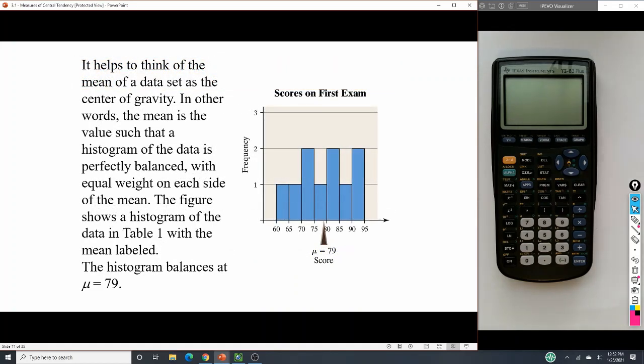Now, in the grand scheme, what does that mean when we're looking at a histogram? We can see here the mean is going to be in the middle, kind of the center of gravity when we think of those things, wherever our histogram is. Our mean is always going to be in the middle.